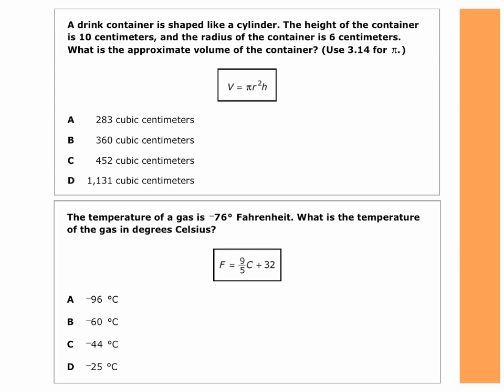This first example says a drink container is shaped like a cylinder. The height of the container is 10 centimeters, and the radius of the container is 6 centimeters. What is the approximate volume of the container? And it tells us to use 3.14 for pi.